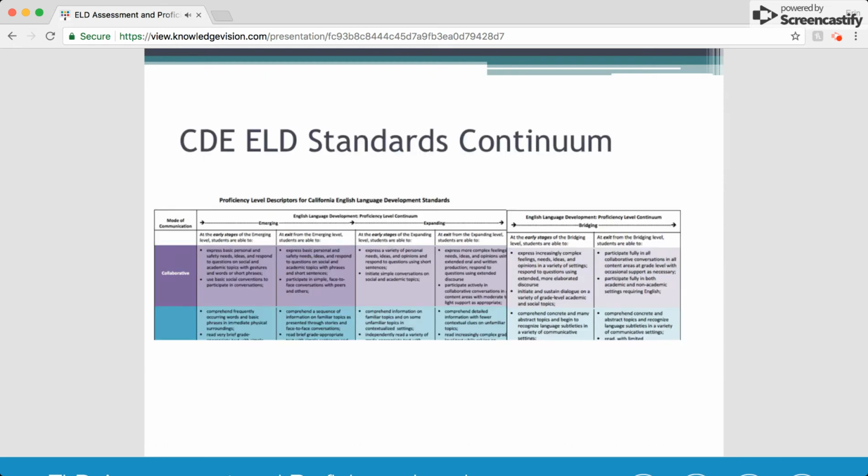Notice on the ELD standards from the California Department of Education website that the proficiency level continuum begins at early emerging and progresses to exiting emerging. It continues into early expanding and exiting expanding. The continuum ends with early bridging and exiting bridging.